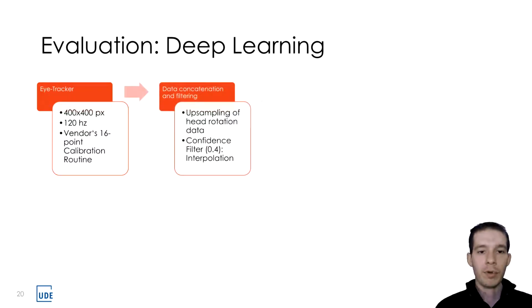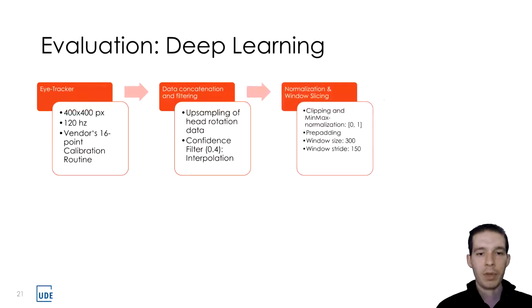In the second step, we again apply a confidence filter of 0.4. Here, we do not set values to not a number, but perform an interpolation instead, as the deep learning models cannot work with not a number markers in the data. Moreover, we equalize the different sampling rates of our data by upsampling the head rotation data to match the gaze data to fit them into one data frame with no dilation on the time axis.